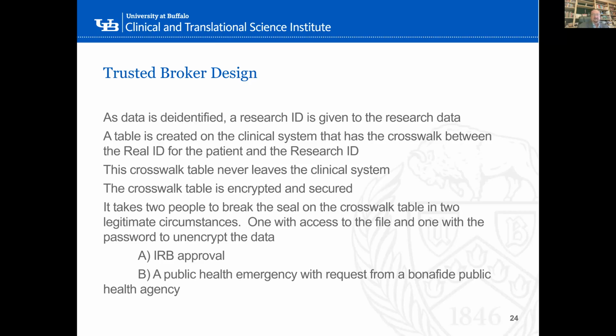The crosswalk table is encrypted and secured, and it takes two people to break the seal on the crosswalk table in two legitimate circumstances. One of the people has access to the file, and the other has the password to decrypt the data. So this could be through IRB approval or a public health emergency with a request from a bona fide public health agency, as we said.